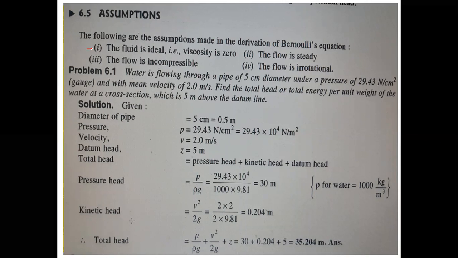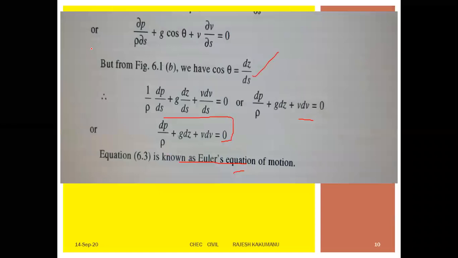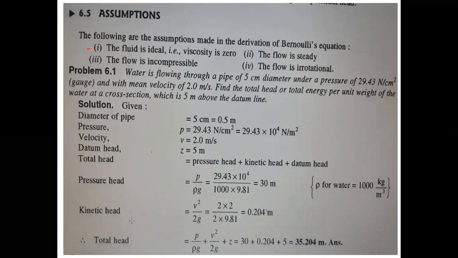The second one, the fluid is steady, uniform. The fluid should be steady, it should not be unsteady. It should be a steady flow. Next, the fluid is incompressible. The fluid must be incompressible. If it is compressible, then we will not get the constant, right? Therefore the fluid must be incompressible.